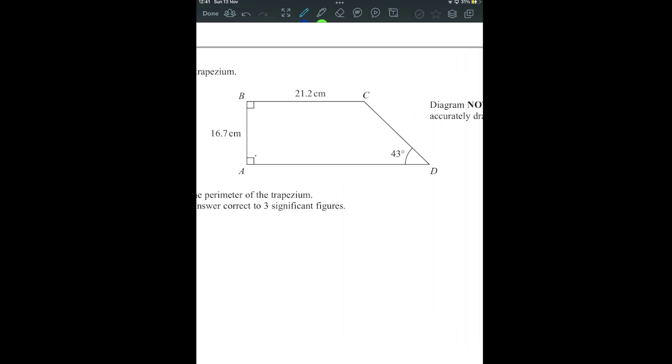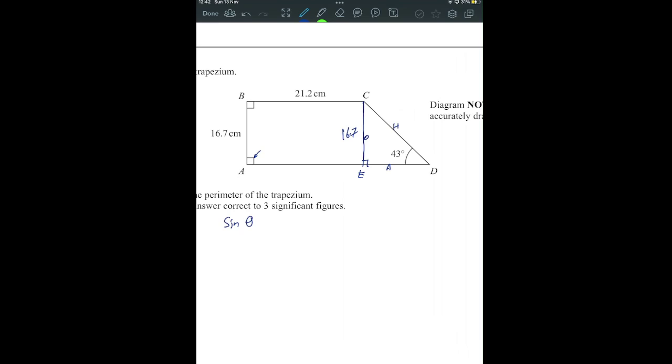Well, the nice thing that I've noticed straight away is we have a couple of right angles. So if I instead drop a line down from C, let's call a new point E, then we have a right angle here. And CE is 16.7, carried from the AB. So now we have a right angle triangle where we can calculate CD. So labeling it up, that's our hypotenuse, that's our opposite. I will label the adjacent because we'll need it in a moment.